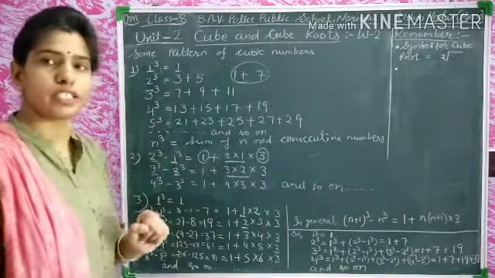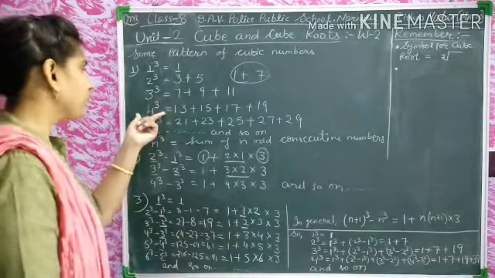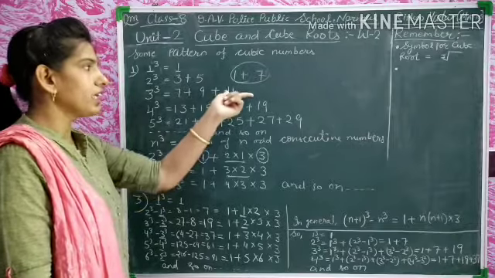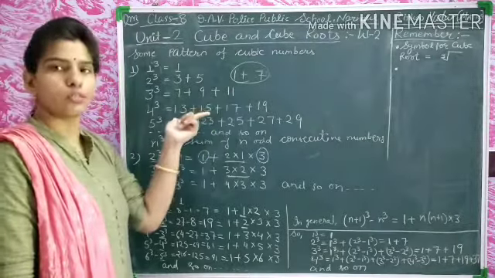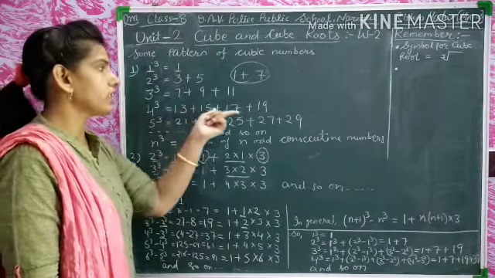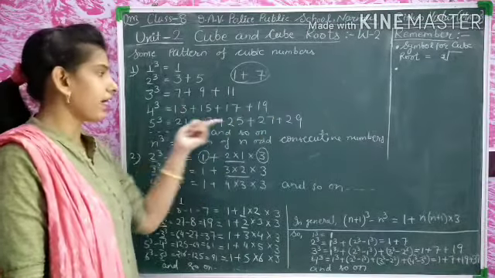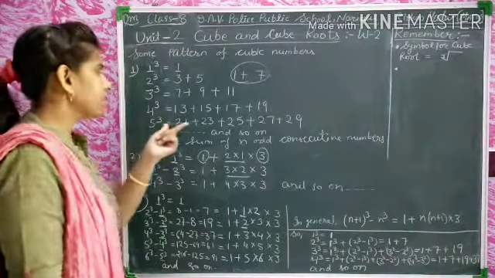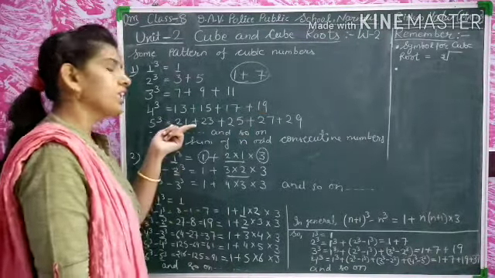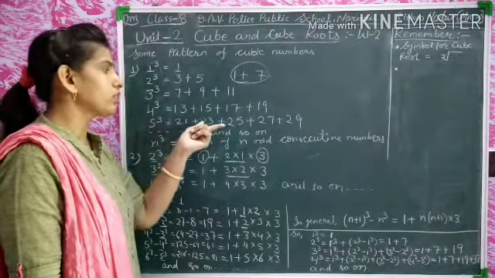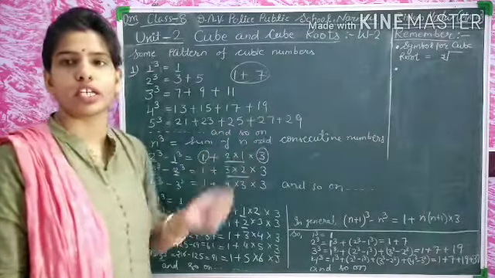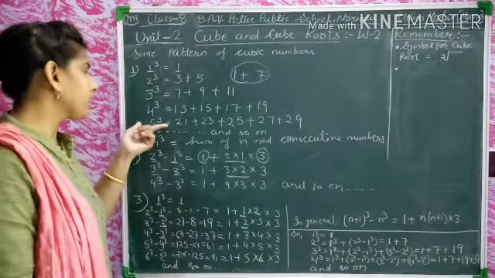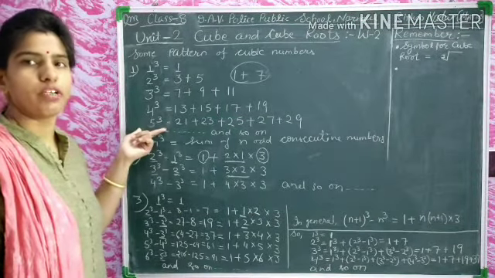Now the next number is 4 cubed. After 11, what are the odd numbers? 13, 15, 17, 19. Adding these numbers, we get the cube of 4. And next, after 19, the odd numbers are 21, 23, 25, 27, 29. Adding these 5 numbers, we obtain the cube of 5.